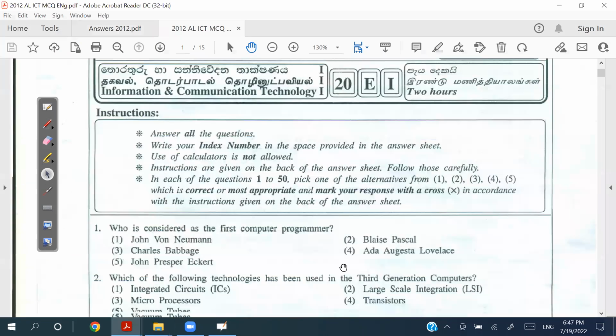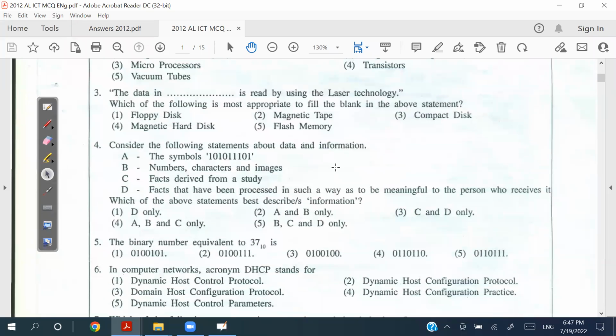Right. So first, the fourth question. Consider the following statement: data and information. The symbols, this particular 1010110, numbers, characters. So the question is, which of the above statements best describe information? So the symbols, this particular one, this is data. This is not an information. Numbers, characters, and images, clearly it is data.